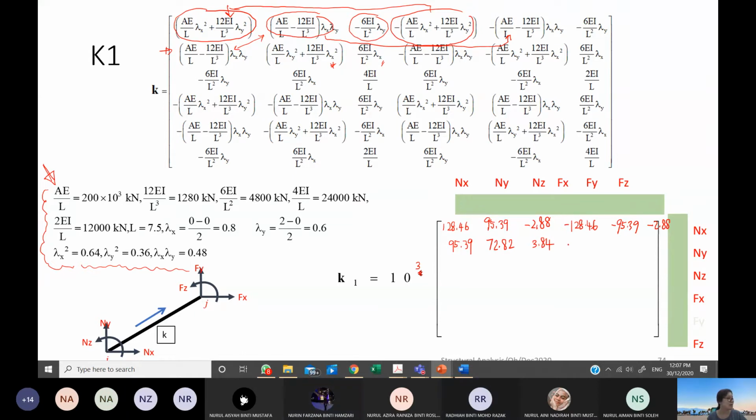Then there will be continue, right? Continue with the same thing, repeated with the negative. Negative 95.39 and negative 72.82, and this will be exactly the same. Okay, so 3.84. If you can see that, they are actually repeated but with opposite sign.